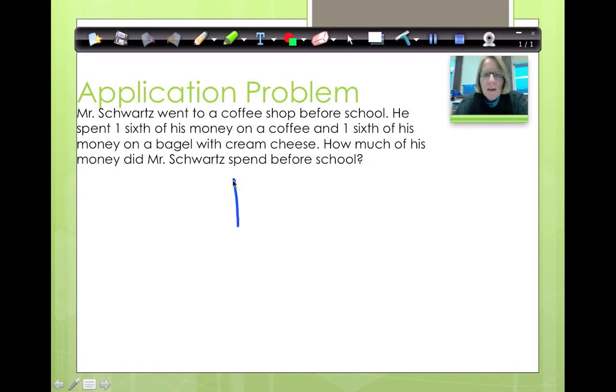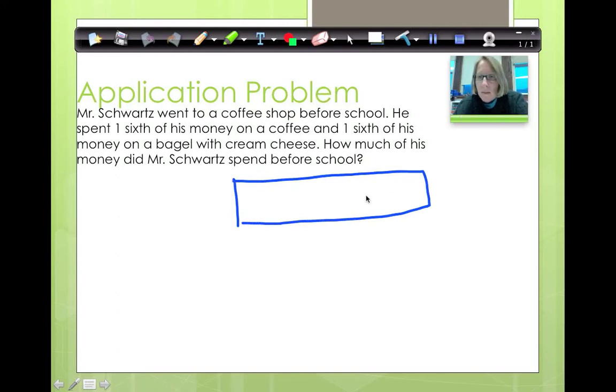So if he spent 1/6 on a bagel, how many pieces of tape am I going to need? Well, 6, right? Okay, so I know if I make thirds, I can make them more equal if I cut them in half. My drawing is a better drawing. Okay, so this would be 1/6, this would be 1/6, all the way, right?